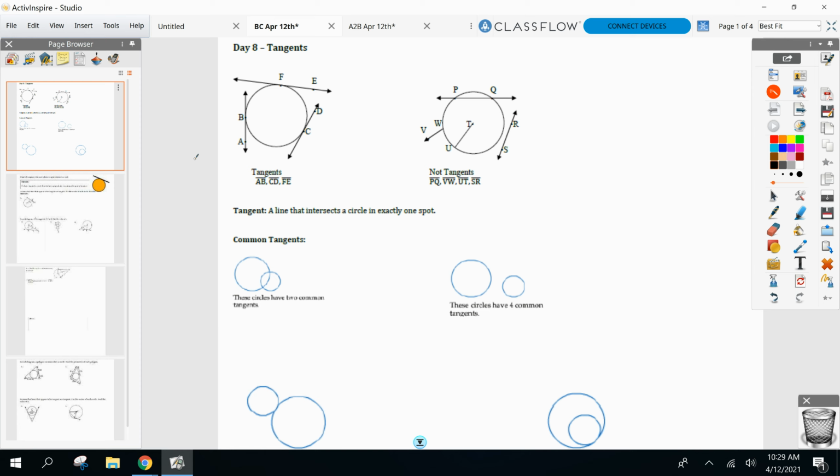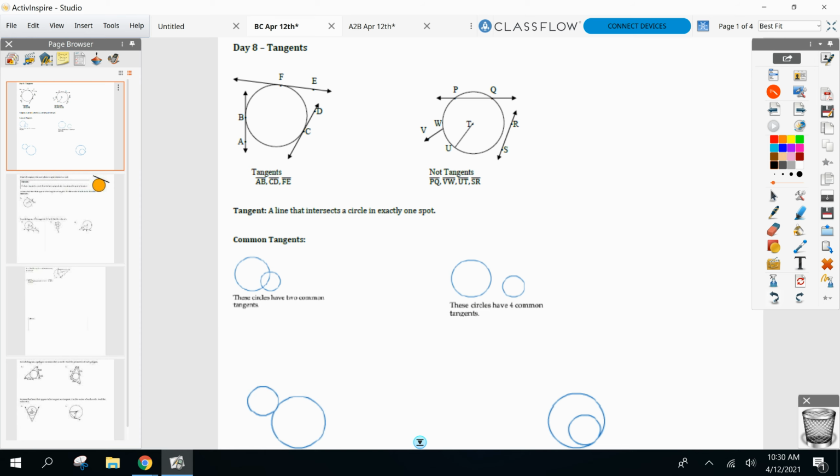What's the problem with RS? It doesn't hit at all. Well, VW does. Why wouldn't I consider VW a tangent? It hits exactly once, but it's not a line. Remember we call those a ray? And even if I extend it, what's going to happen? It hits twice. So that's the problem there.